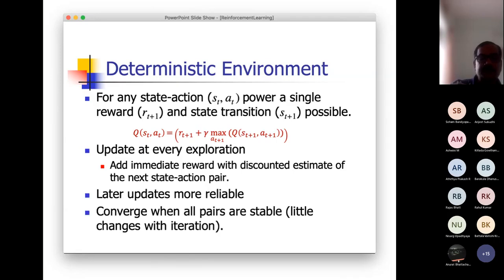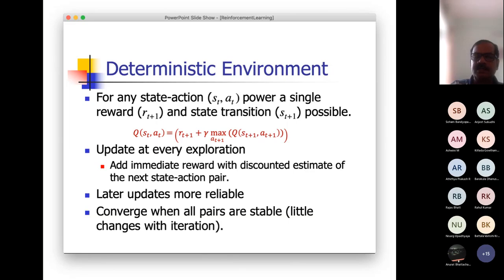So once again, convergence is an issue here, and once you converge, when all pairs are stable, that means little change in iterations, only then you stop the updates, and you also choose the optimal policy by observing, for each state, which action has the maximum Q value. That is how the optimum policy is retrieved.